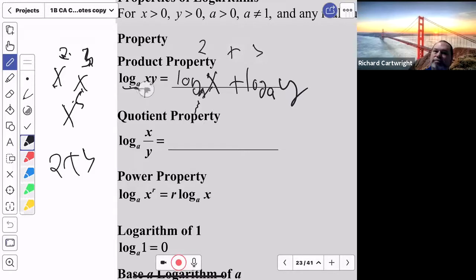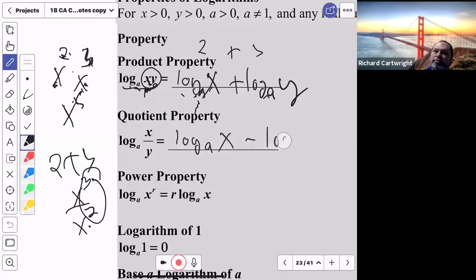When you multiply inside a log, it's the same as multiplying like bases. Multiplying like bases, we add the exponents. What do I do when I divide like bases? We subtract the exponents. So I can break this up into 2 logs with subtraction.